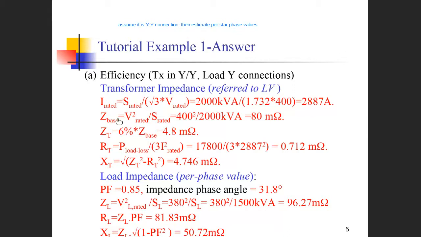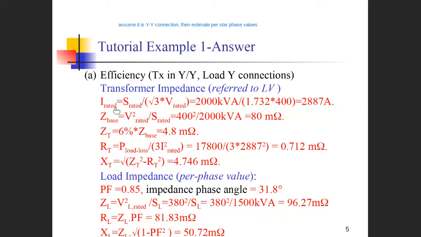First, let's look at the transformer's internal parameters. Refer to lower side. You can refer to upper side. Okay, now here refer to lower side. Okay, I write clearly. First, assuming it is a star connection, and it is a star connection of loading. As a matter of fact, it doesn't matter. Here we assume it. Then for the transformer impedance, refer to lower side.